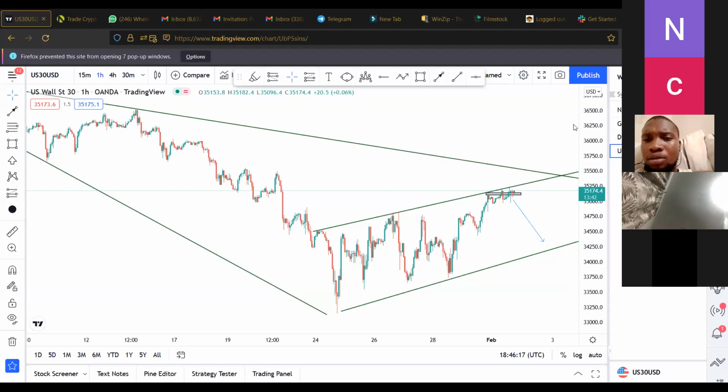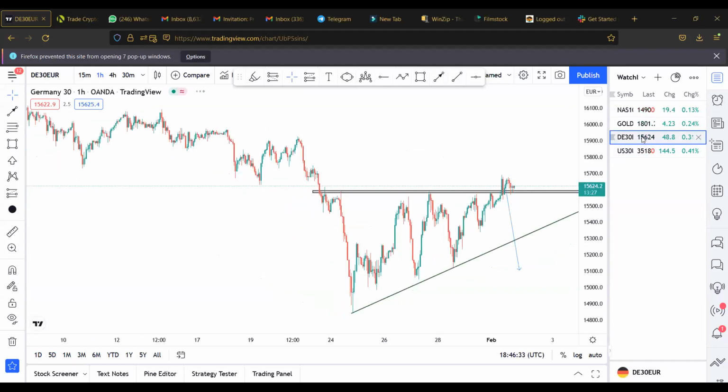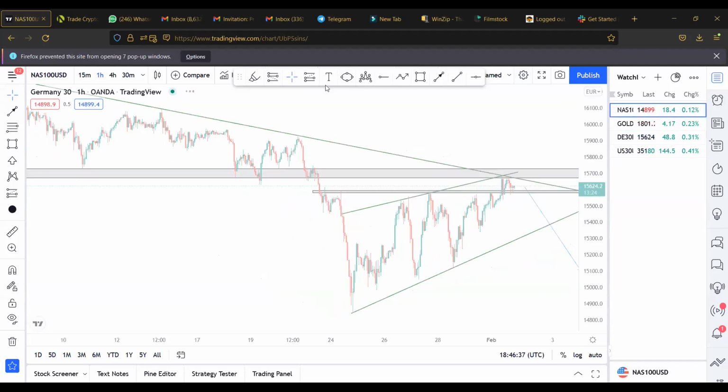I think we're having a bad network due to the weather, but nonetheless, we're still on the business. So, okay, it's fine. Let's work. So, like I said, here it's US 30 USD, and then this is German 30 euro, and then this is NAS 100 USD. Those are the things you need to always be focused on. Nonetheless, let's get back to the market.